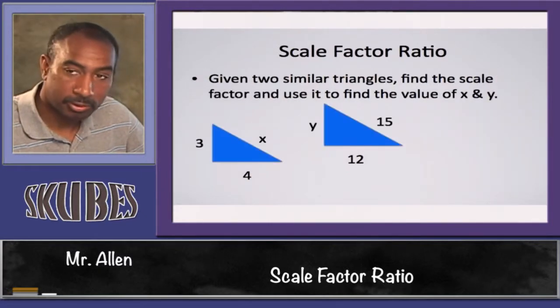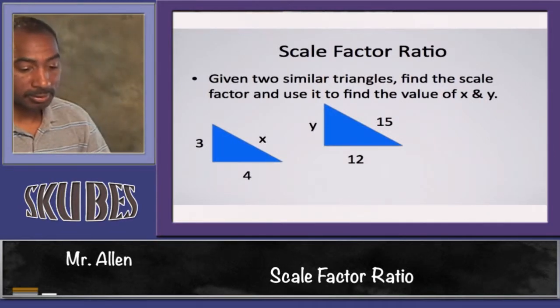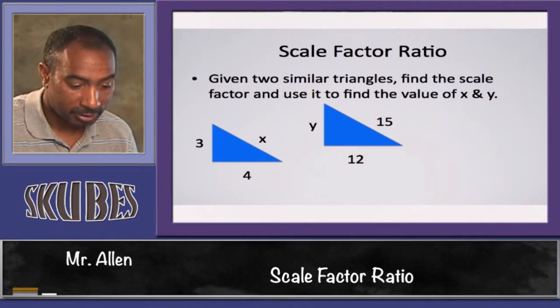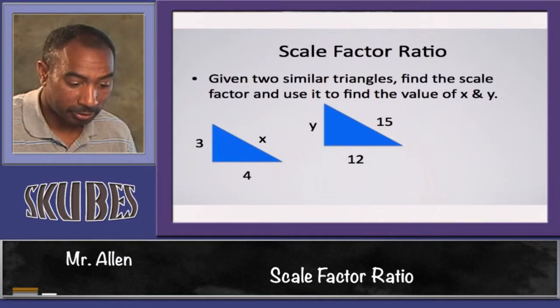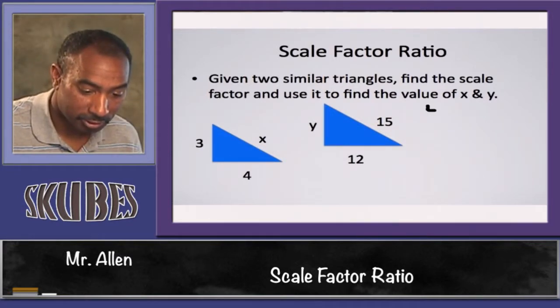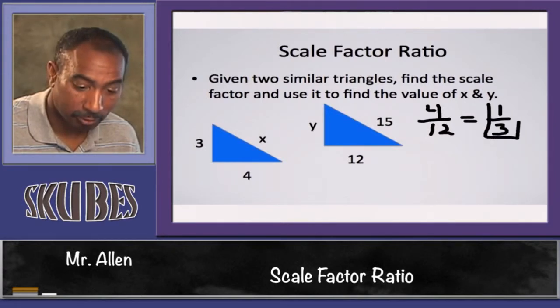All right, given two similar triangles, find the scale factor and use it to find the value of x and y. Okay, in this case, we have two similar triangles. The hypotenuse is x, the hypotenuse here is 15. But I know the base. This is 4, this is 12. So I can say 4 to 12. And again, that reduces to 1 to 3. That's my scale factor. Always reduce.